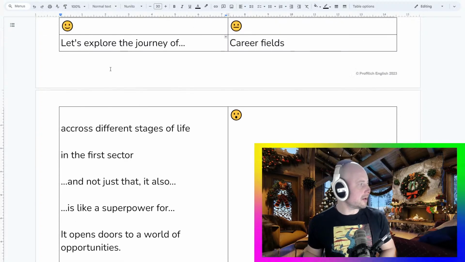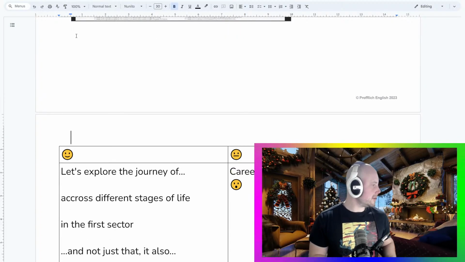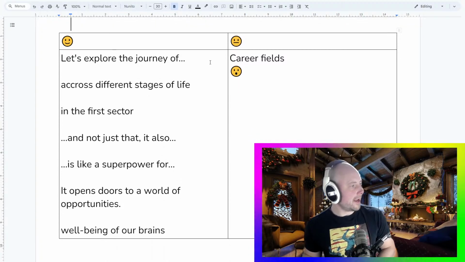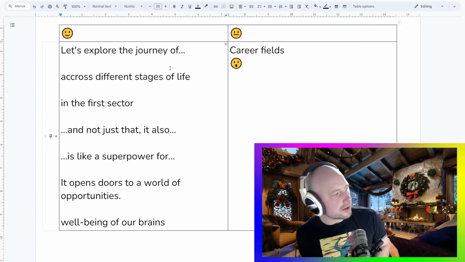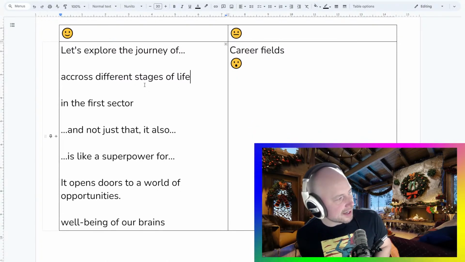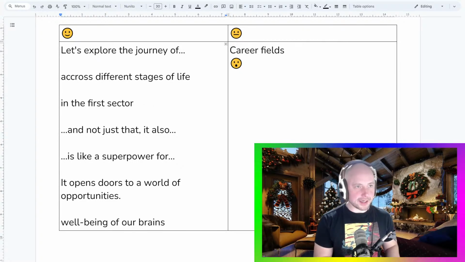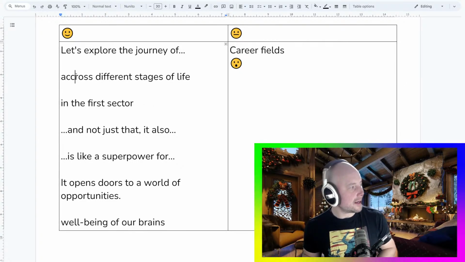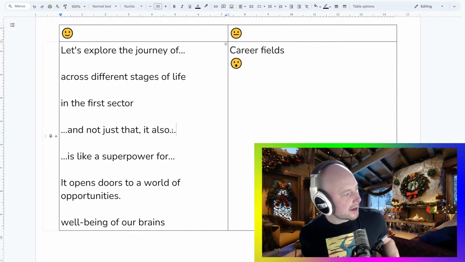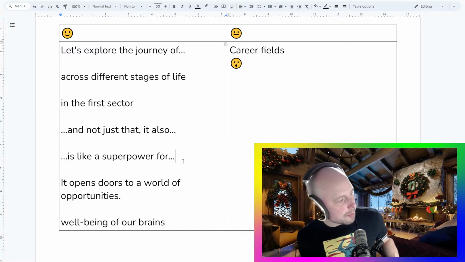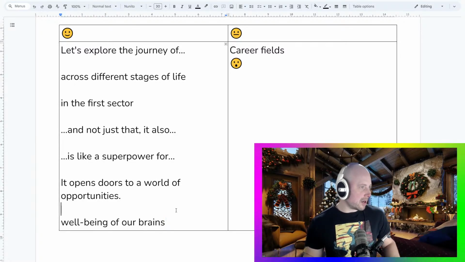Let's take a little look at some corrections. So let's explore the journey of wonderful across different stages of life. Fantastic. In the first sector. Nice. I like that. And it'd be nice if I spelled across right. And not just that, it also, very good, is like a superpower for. Very good. It opens doors to a world of opportunities and the well-being of our brains.